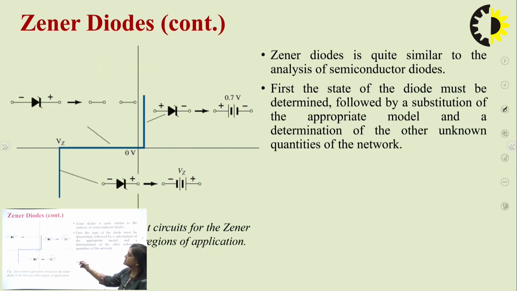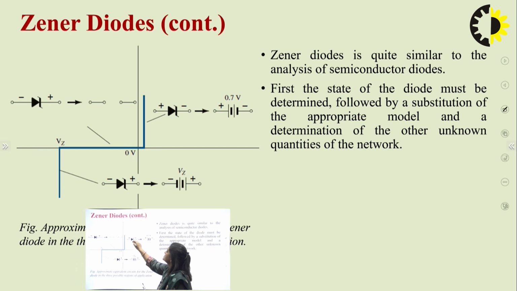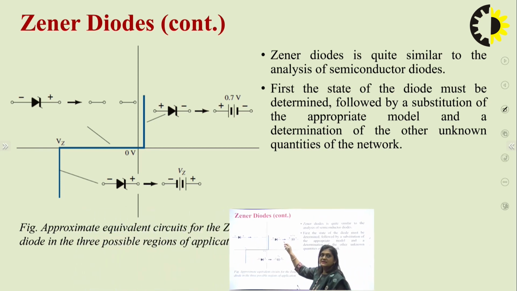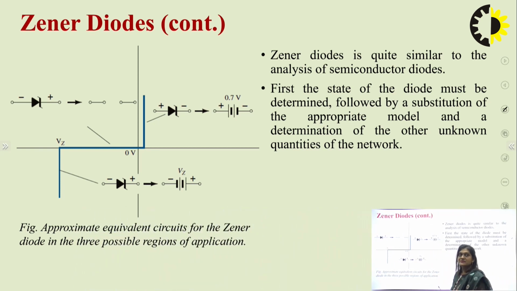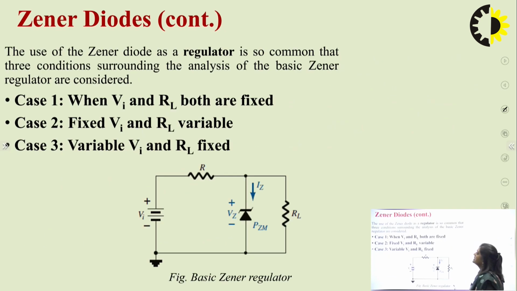Okay, so this is how, if we use the Zener diode in the forward bias region, and if it is a silicon diode, it can be replaced with 0.7 volt, and if it is operated in this region, then it will be open circuit, and if it is operated in this region, it will be replaced with the plus minus Vz volt potential. And there are three cases with the Zener diode.